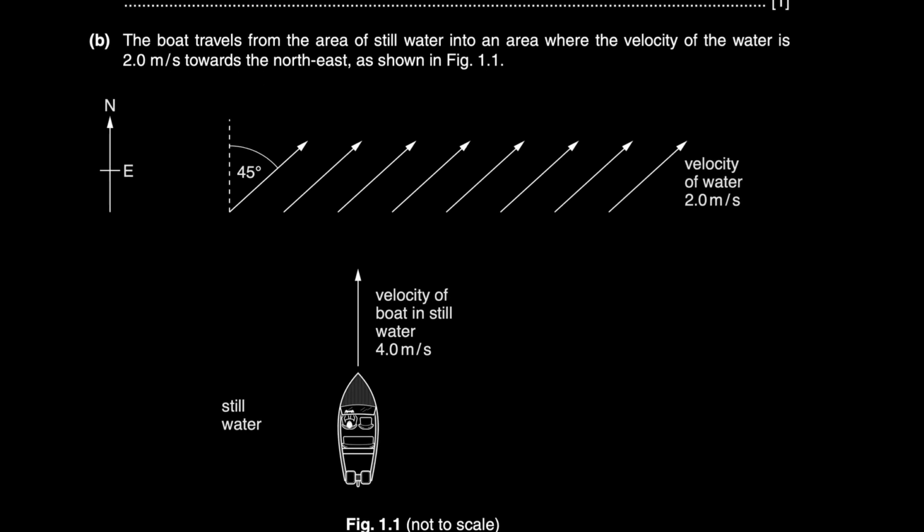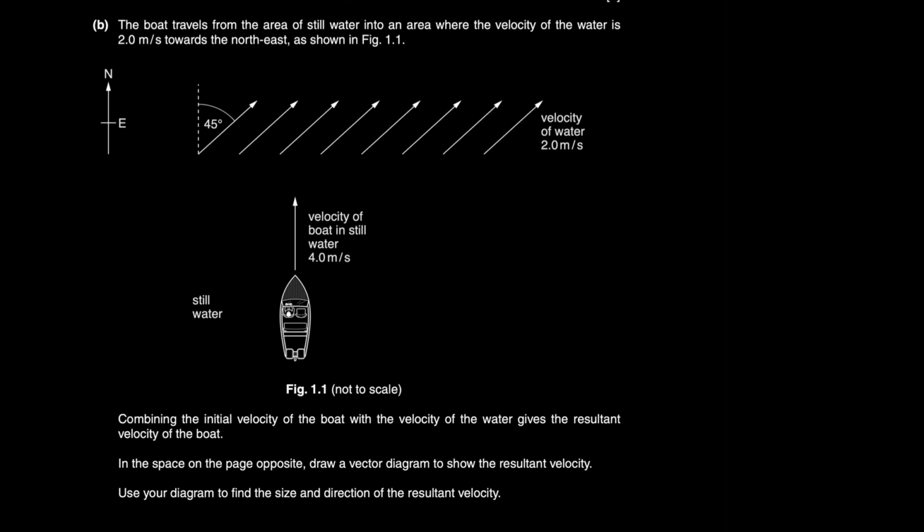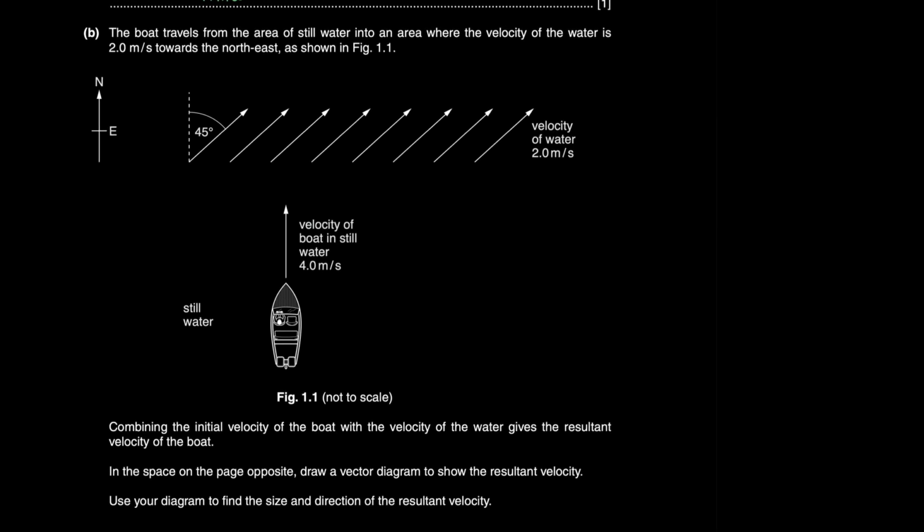All right. So let's zoom out a bit. Kind of like that. I think we're good. All right, what's going on over here? A boat travels from the area of still water into an area where the velocity of the water is 2 meters per second towards the northeast. So the water direction is given to us. We don't have to worry about all of these arrows. They're just giving us that this boat is in still water.